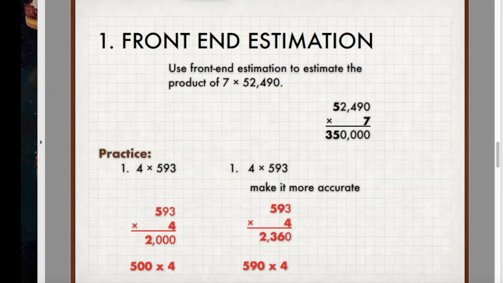We could also make it a little easier, we could also do front-end estimation. We do the 5 and then automatically do the 2 zeros, make that 500, and multiply that by the 4.